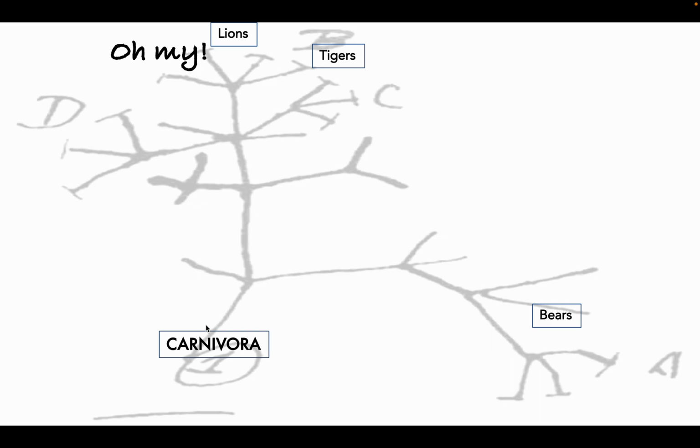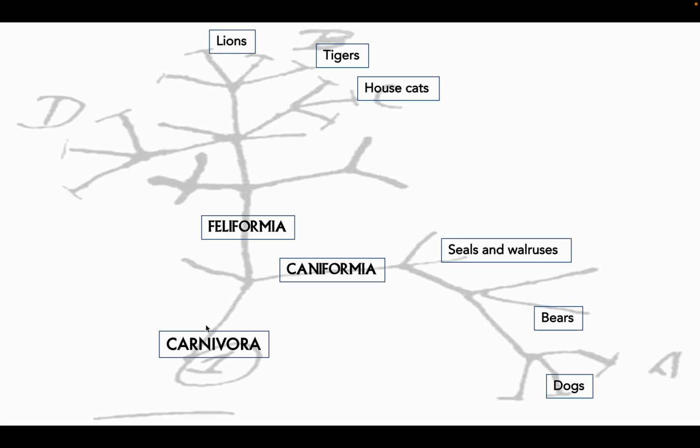But these three named groups of animals, or taxa, are not the only members of the order Carnivora. Carnivora includes many other animals, including house cats, seals, sea lions and walruses, dogs, foxes, skunks, and many more. Why are the lions and tigers shown on this branch and bears and dogs on this other branch? Because the shared common ancestry of all carnivores diverged into two groups, which we recognize as the cat-like lineage, Feliformia, and the dog-like lineage, Caniformia.